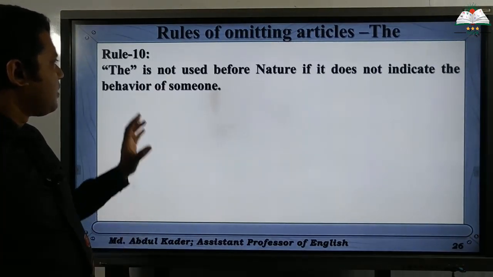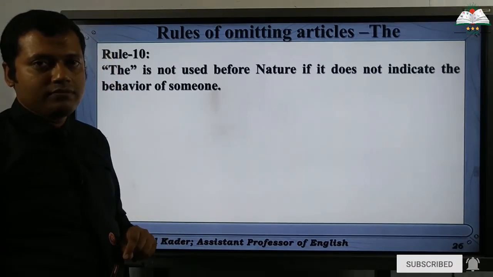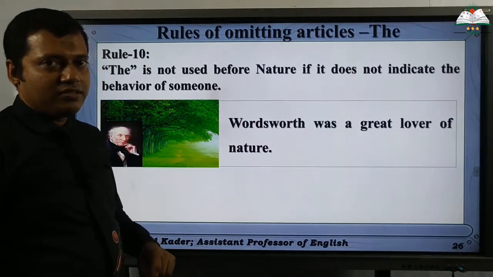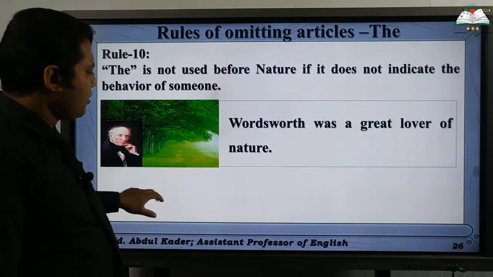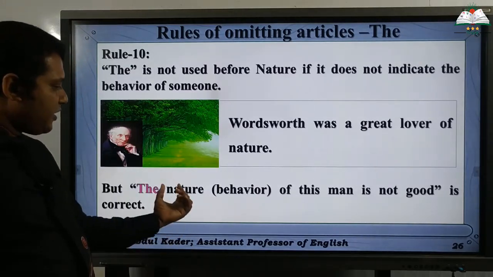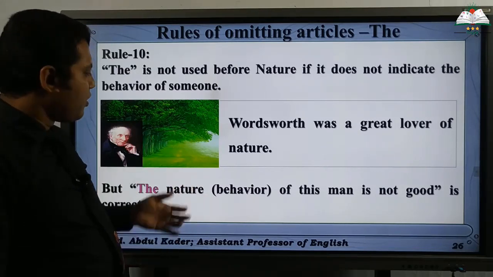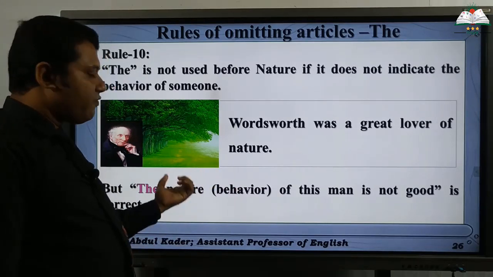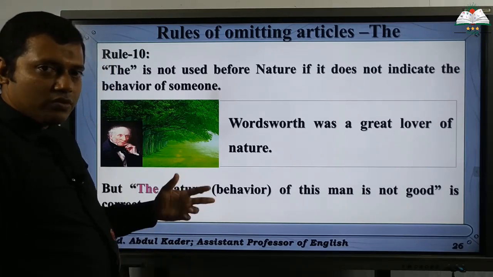Rule number 10, the is not used before nature if it does not indicate the behavior of someone. Look at this example. Wordsworth was a great lover of nature. Here nature, you see, is the natural environment. But the nature of this man is not good. Here nature does not indicate the natural beauty or environment. So here this nature indicates behavior. So if nature indicates behavior, in that case you can use the before nature, otherwise not.